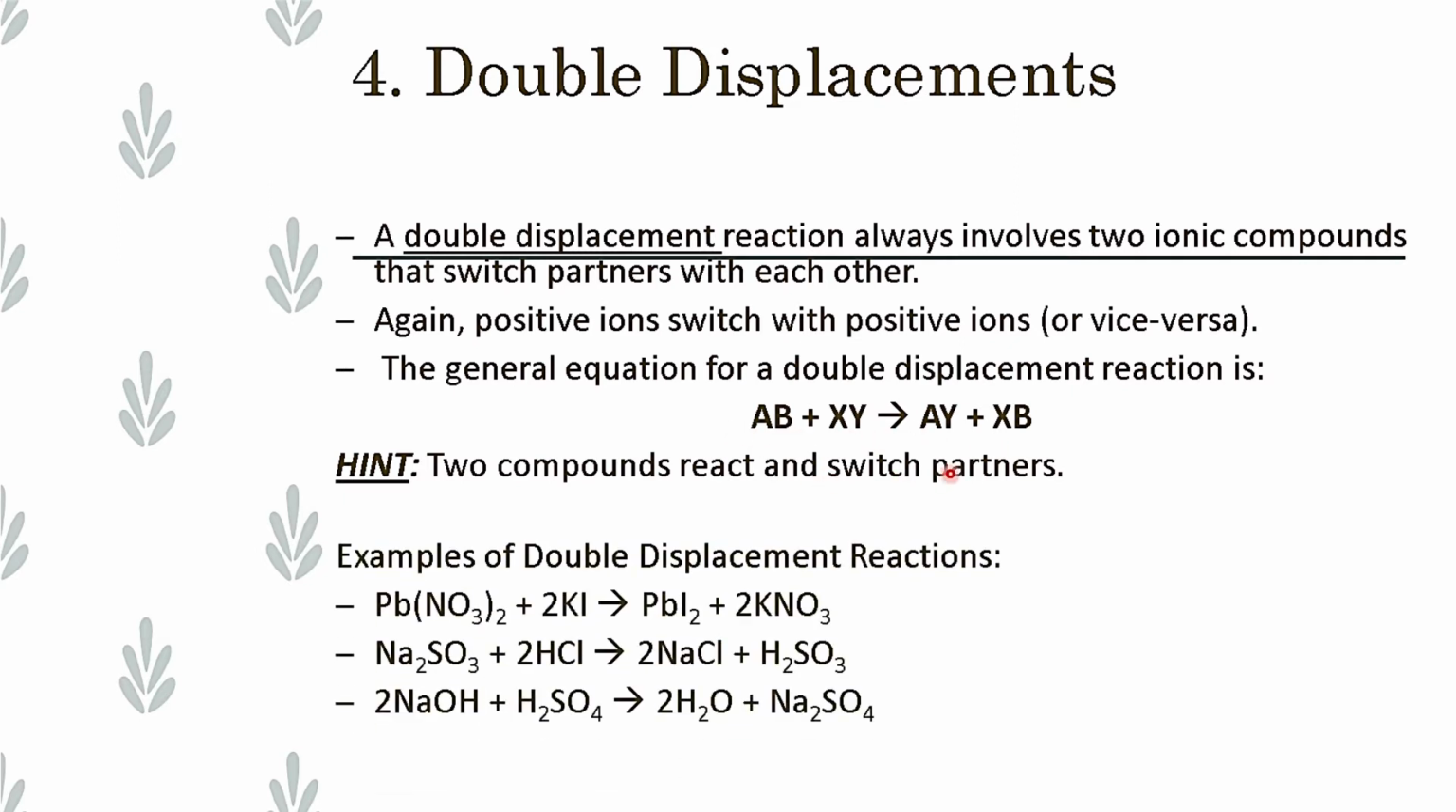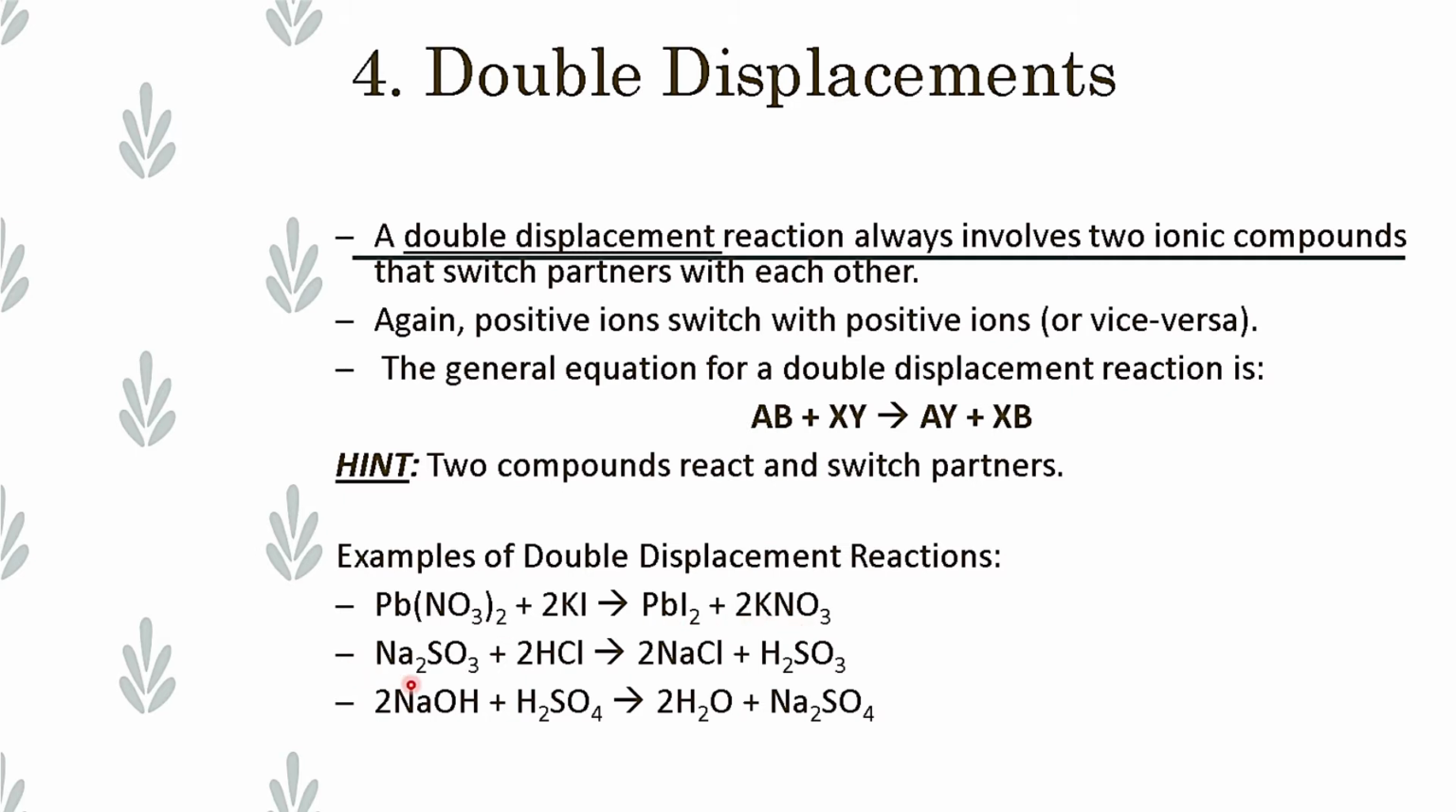These are examples of double displacement reaction. In all the examples, you can see two reactants, two products, two reactants compound and two product compounds. In first example, lead nitrate was a compound and potassium iodide was a compound. Now iodide has replaced nitrate and nitrate has taken position of iodide. So it will become lead iodide and potassium nitrate.